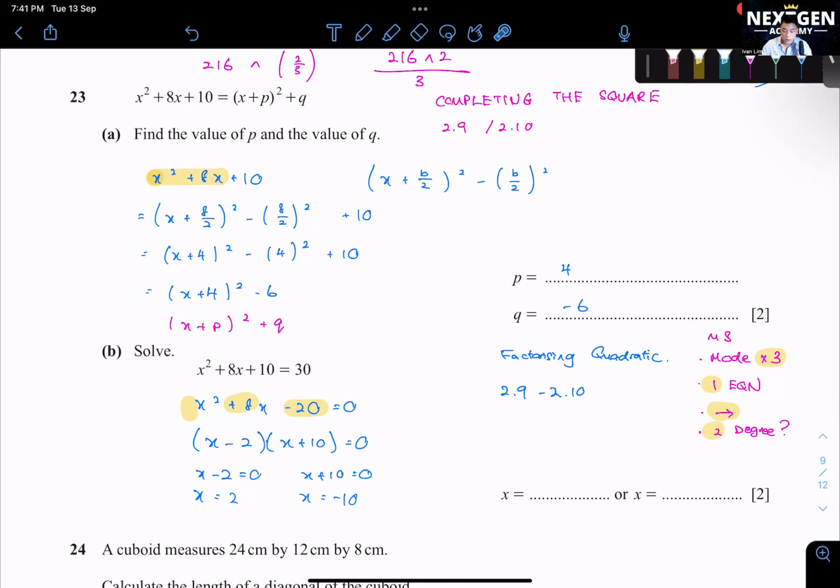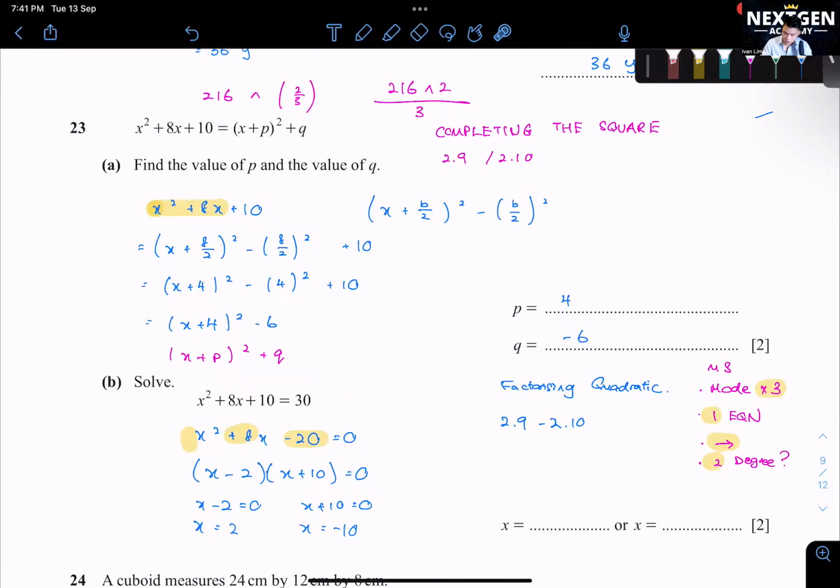You pressed 20 or negative 20? Check back the value again. You pressed 10, not 10, minus 20. Follow this one. What's this question called? Factorizing.